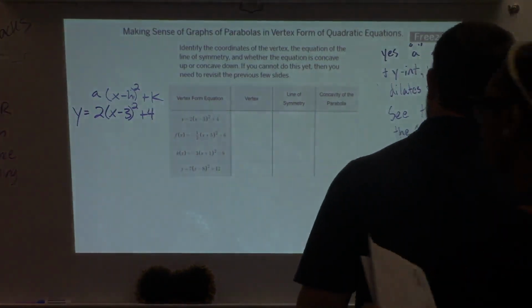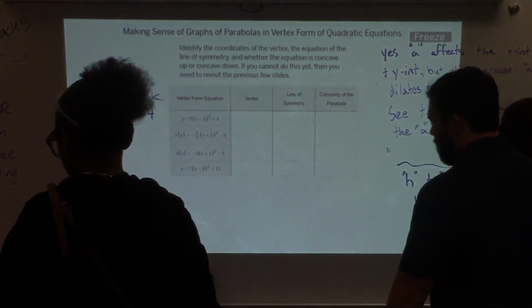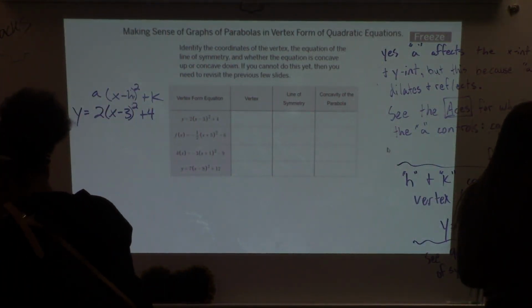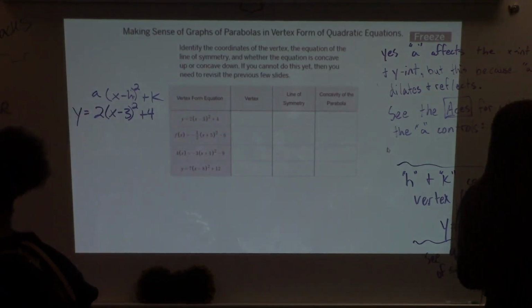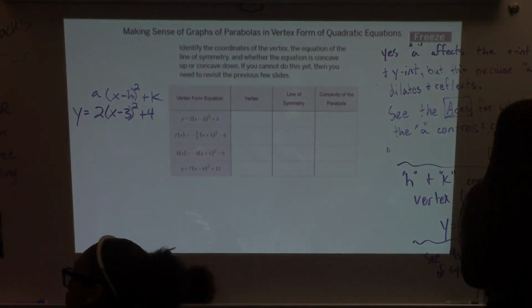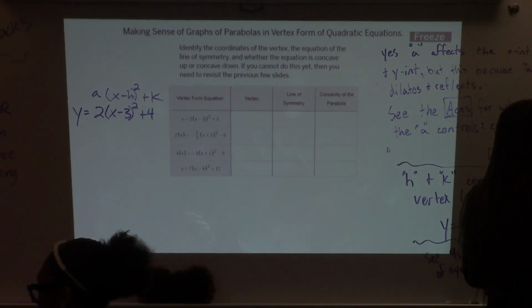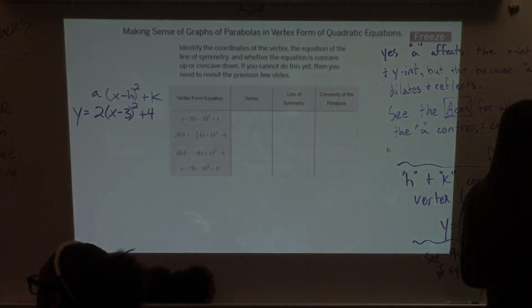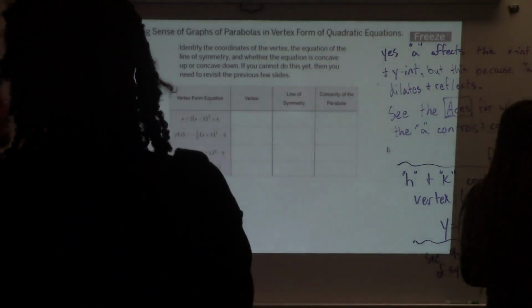Hey guys, really quickly, let's just look at this first one. Remember, what controls the vertex? The H and the K. Remember, we said H is the x value of the vertex. Okay, so be careful because I do want to point out something.